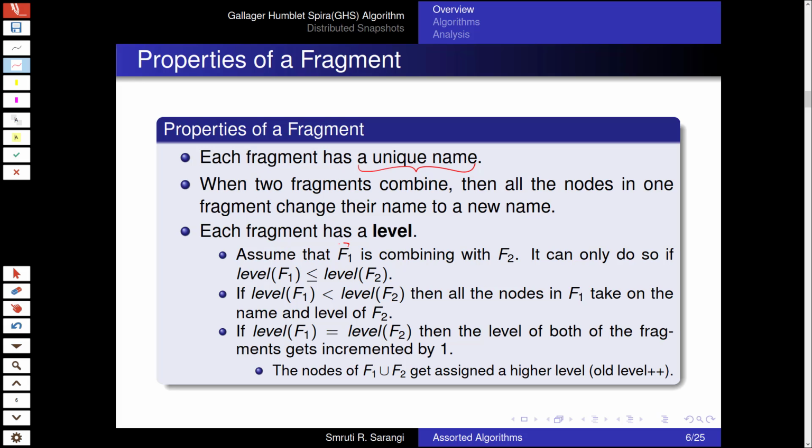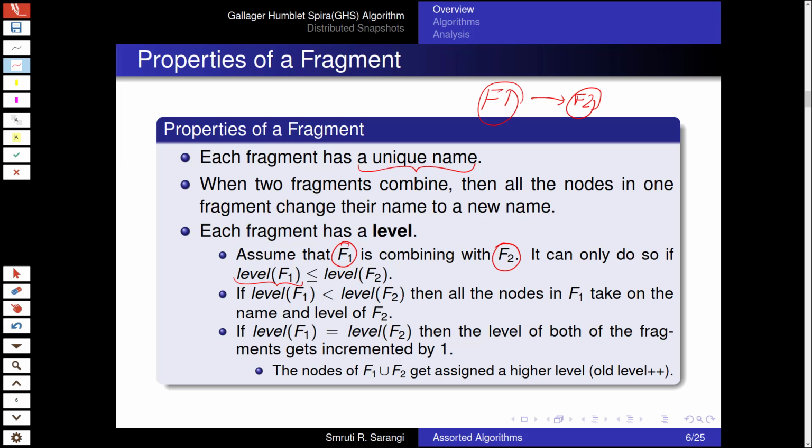Assume that fragment F1 is combining with fragment F2. We will say it can only do so if level of F1 is less than or equal to level of F2. What this means is that if F1 is joining F2, it can only do that if F1 is the smaller guy, or equal. Which basically means a bigger fragment cannot gobble up a smaller one, but a smaller one can always approach a bigger one, or one of the same size, asking it to join. Level is somehow indicative of size, we will see how.